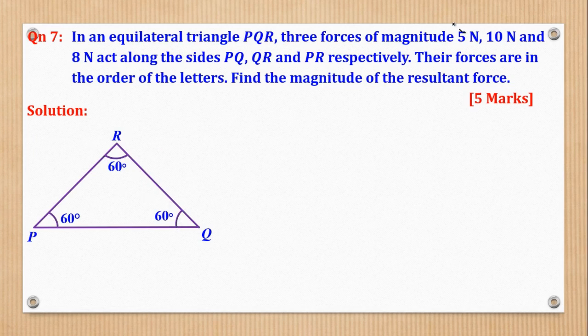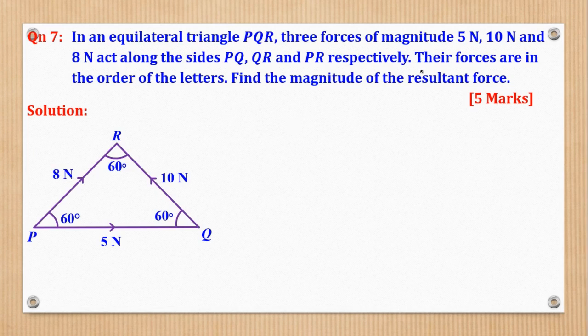This 5 corresponds to PQ. So in the direction PQ, that's where 5 will be. Therefore, you come and put there 5. Then 10 corresponds to QR. So QR, that's where the 10 will be. Then 8 corresponds to PR. So we shall come and substitute our PR.